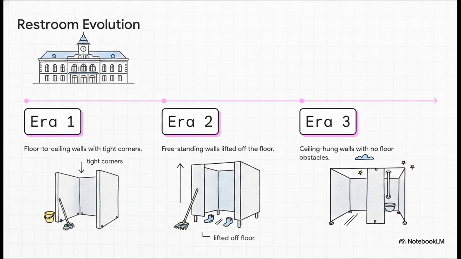Enter era three. Someone literally just looked up and noticed the massive, completely unused real estate of the ceiling. By hanging the walls from the ceiling instead of propping them up from the floor, they removed literally all obstacles for the mops. They even routed the toilet drains directly through the back wall instead of the floor. Boom! Floor cleaning problem completely solved, making things immensely faster. Kind of makes you wonder, how many decades did it take to realize they could just use the ceiling?